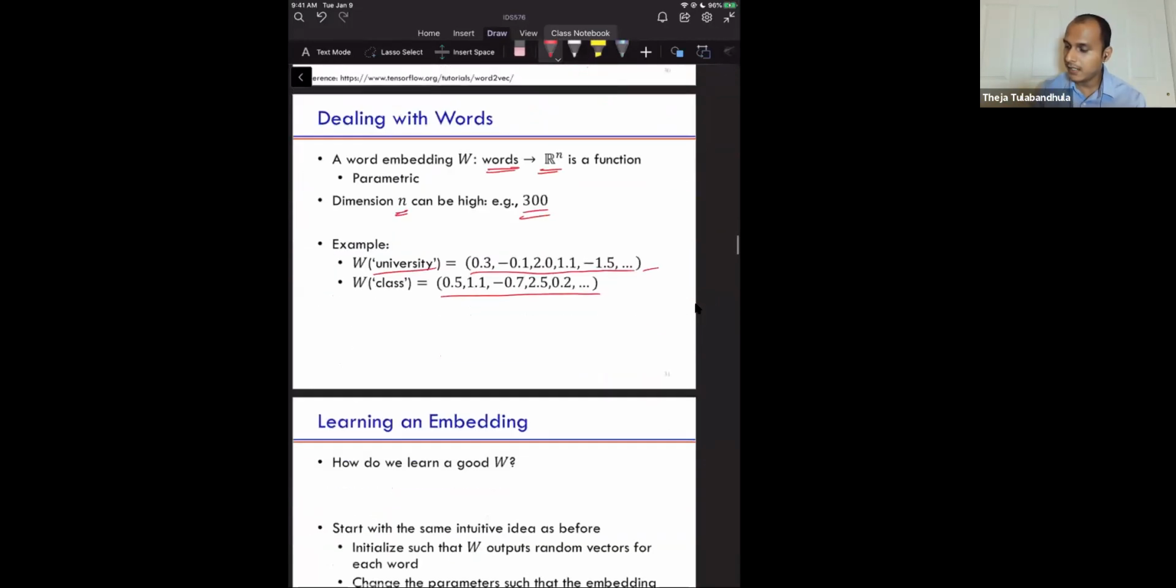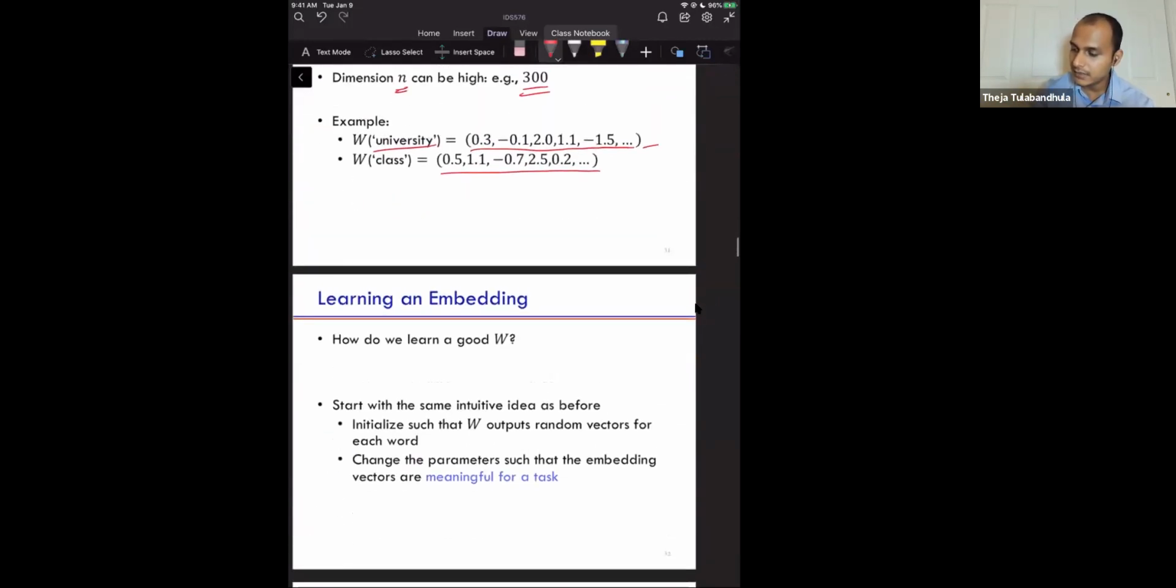So how do we learn W? W is a mapping, a function which takes a string as an input and produces a vector as an output. You can think of W as some sort of lookup table. You can think of university and class as keys, and the value in this lookup table is the 300 dimensional vector for each of these words. Now the question is, how do we learn this lookup table?